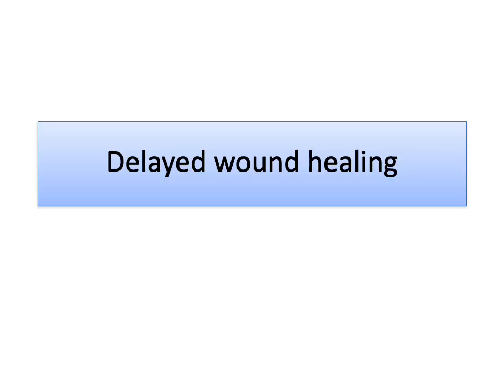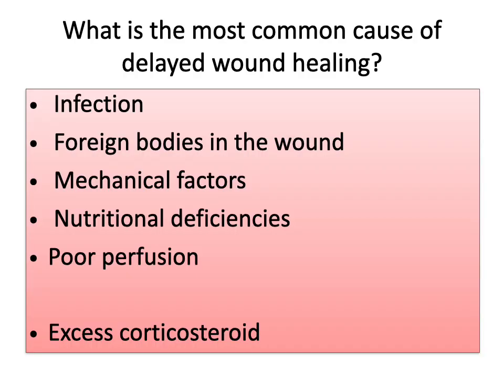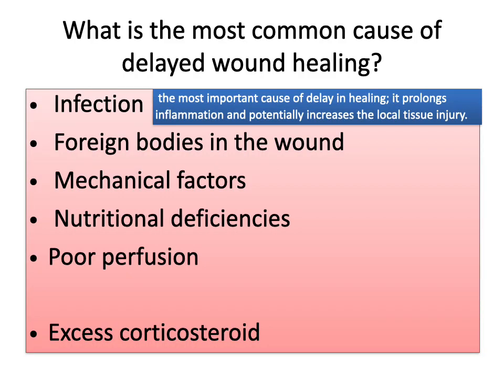Now, what causes delayed wound healing? The most common cause, number one, is infection. Next is the presence of foreign bodies in the wound. This is particularly true, for example, in the OR. You have sutures, threads, that are left, and as a result, the body will identify them as foreign objects. So there will be granuloma formation. This is known as a suture granuloma.